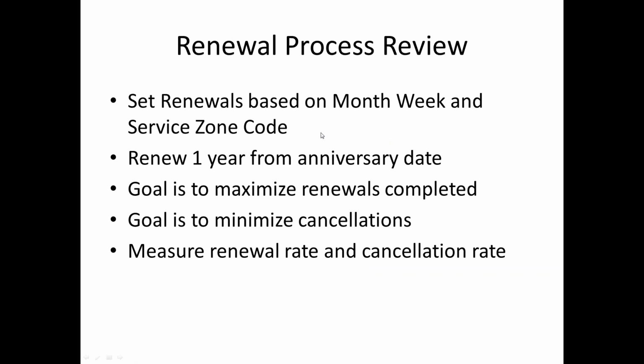So again, just to review real quick what I just talked about. We're going to set renewals based on the month week and the service zone code. That determines basically the time of year when we're going to schedule the renewals, and it's all based on the anniversary date. And the goal, what we're trying to do as a company, is maximize the number of renewals completed, which would be the renewal rate, or the renewals that are produced, and minimize the ones that are canceled. And the way we measure it is via the renewal rate and the cancellation rate.